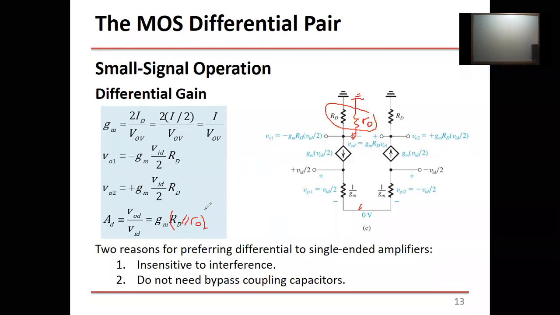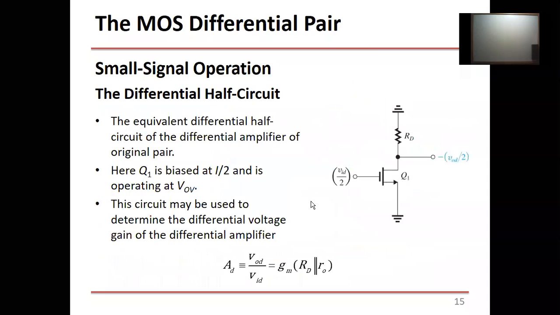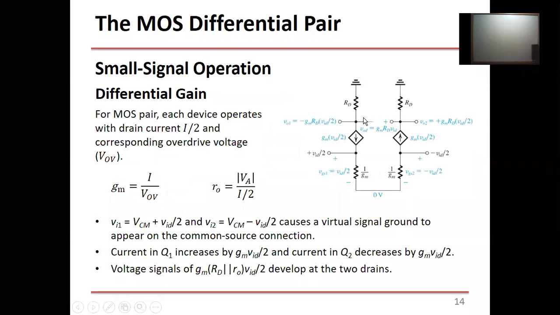But if RO is neglected, then just RD. As I mentioned before, we can also analyze half the circuit. In this case, the input is going to be VID over 2, and the output is going to be minus V output differential divided by 2. Why minus? Because of the polarity: this is this minus this, so this has to be minus. And why V output differential over 2? Because if you consider just this half, you divide everything by 2.